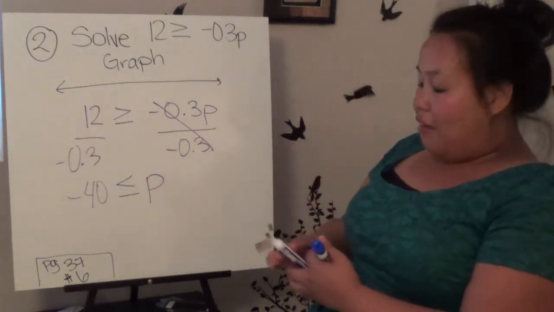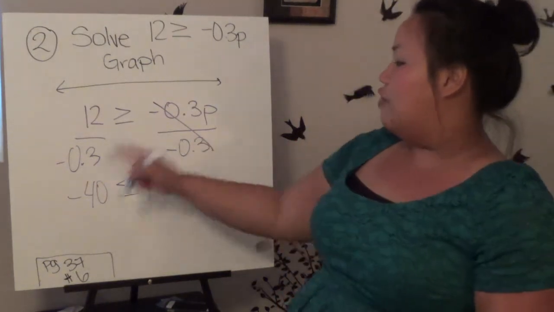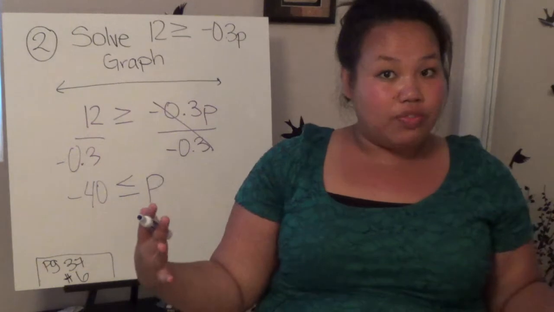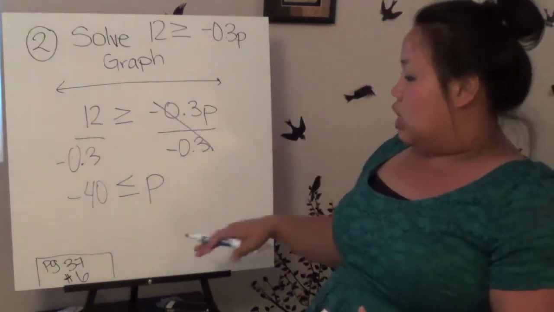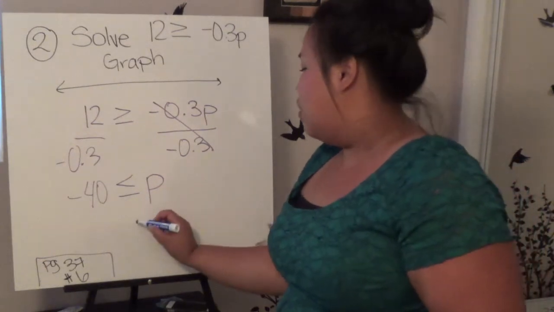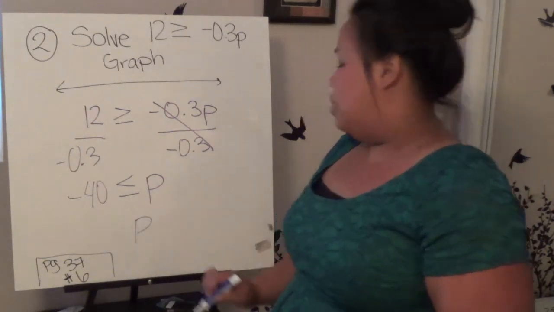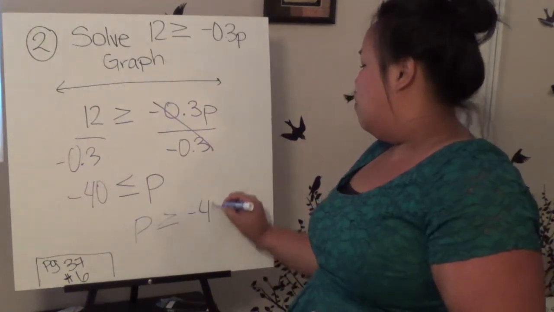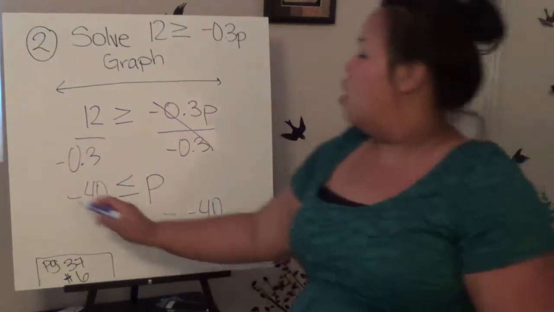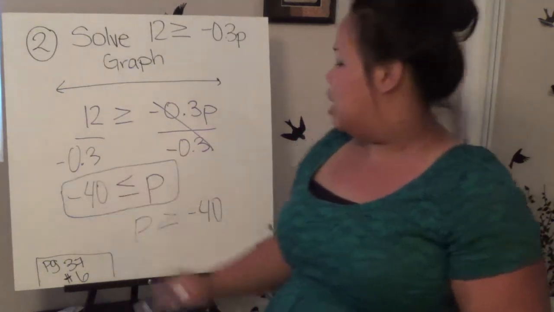And if I want to graph it, I'm going to put the variable on the left-hand side. Now, if you can graph it without flipping, that's fine. You're not always required, but for a lot of people, it's just easier. So if I want to put the variable on the left-hand side, which is p, I'm going to then flip it: p is less than or equal to... -40. Okay? But this ultimately is my answer.